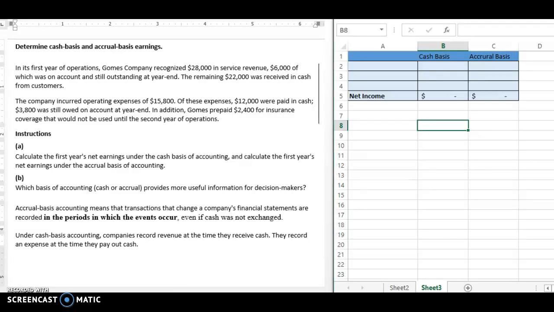What I wanted to go into is a few notes, kind of the defining notes about cash basis and accrual basis accounting. Accrual basis accounting means that the transactions that change a company's financial statements are recorded in the periods in which the events occur, even if cash was not exchanged. And then under cash basis accounting, companies record revenue at the time they receive cash. They record an expense at the time they pay out cash.